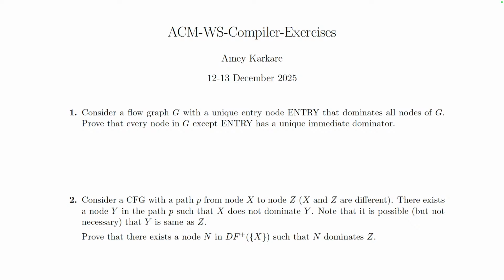So once again we have a CFG. I have a node X, I have a node Z, and X and Z are different. There is a path from X to Z, and on this path there exists a node Y. Now Y can be the same as Z, there is no constraint. X and Z have to be different, but Y can be the same as Z. The goal is that on this path there exists a node which is not dominated by X, which means there is a separate path.